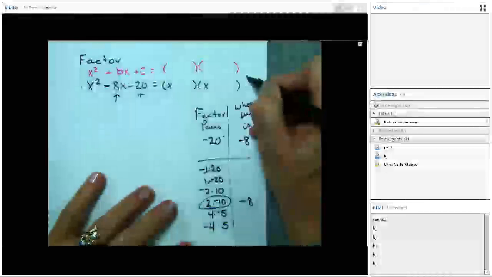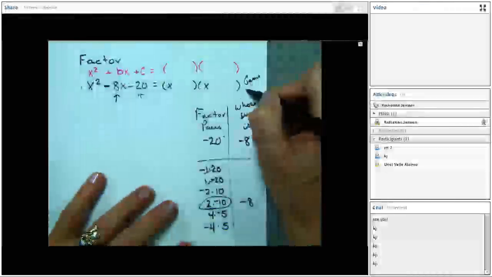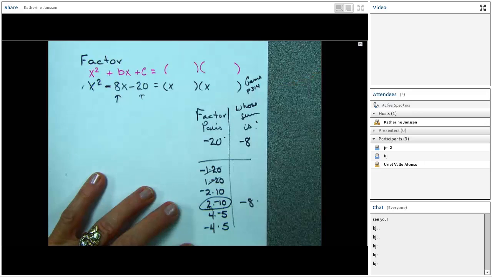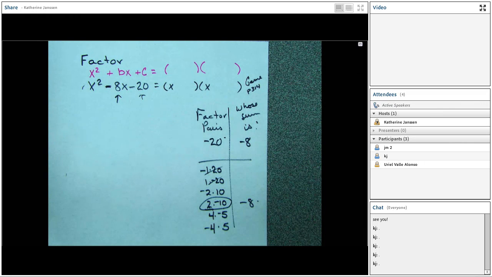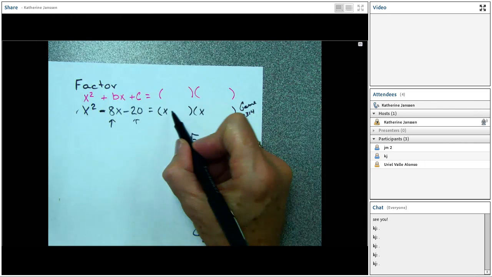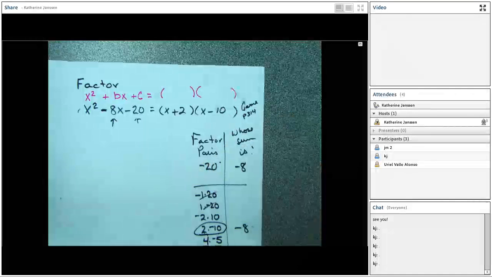Remember the game that we played on page 314. You might want to review that again. So I can simply fill in plus 2 minus 10 and check with FOIL.